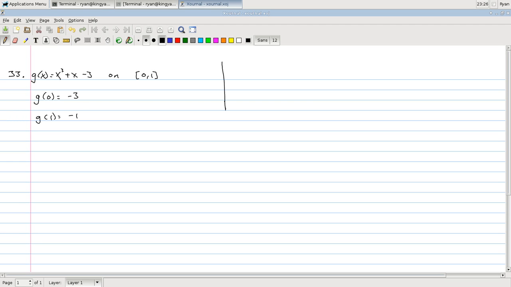If we draw a sketch of what this graph might look like, at x equals 0, our y value is negative 3. At x equals 1, our y value is negative 1. But we don't know whether the function heads on up above and dips back down, or whether the function stays completely below the axis. We don't know which of these two scenarios we're in.